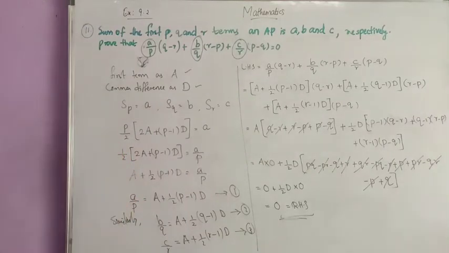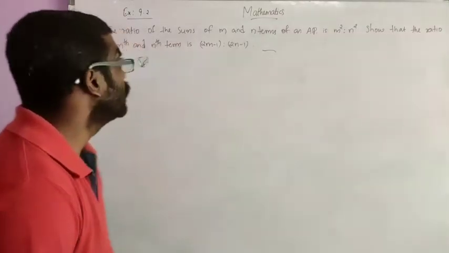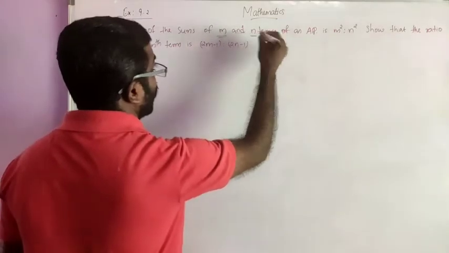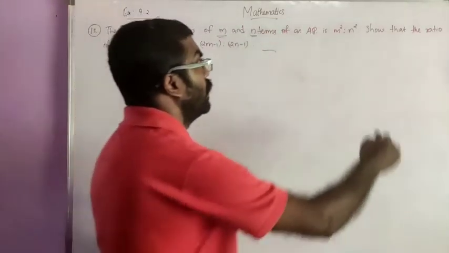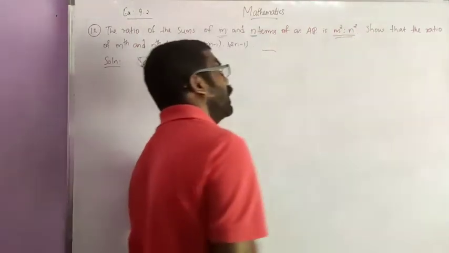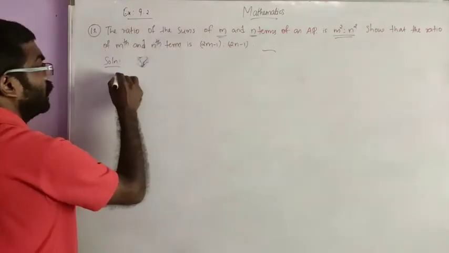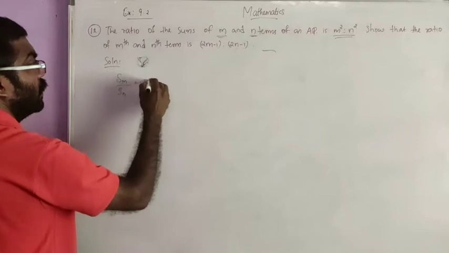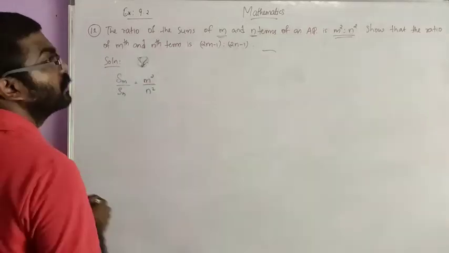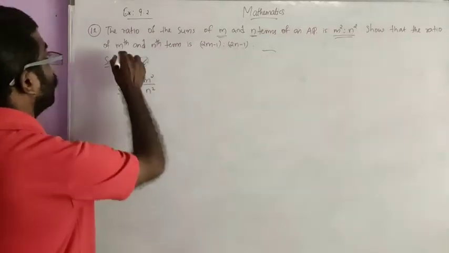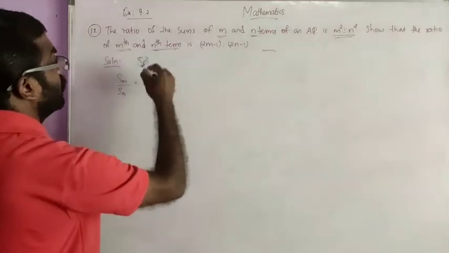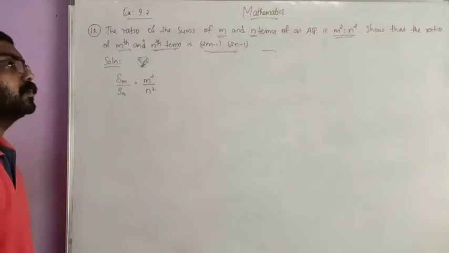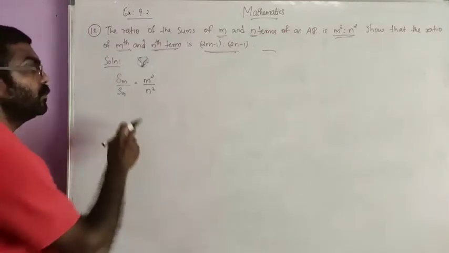Clear? Here the next question is: the ratio of the sums of m and n terms of an AP is m square is to n square. That is, Sm by Sn is equal to m square by n square. Show that the ratio of mth and nth terms is 2m minus 1 is to 2n minus 1. Okay, that we have to prove.